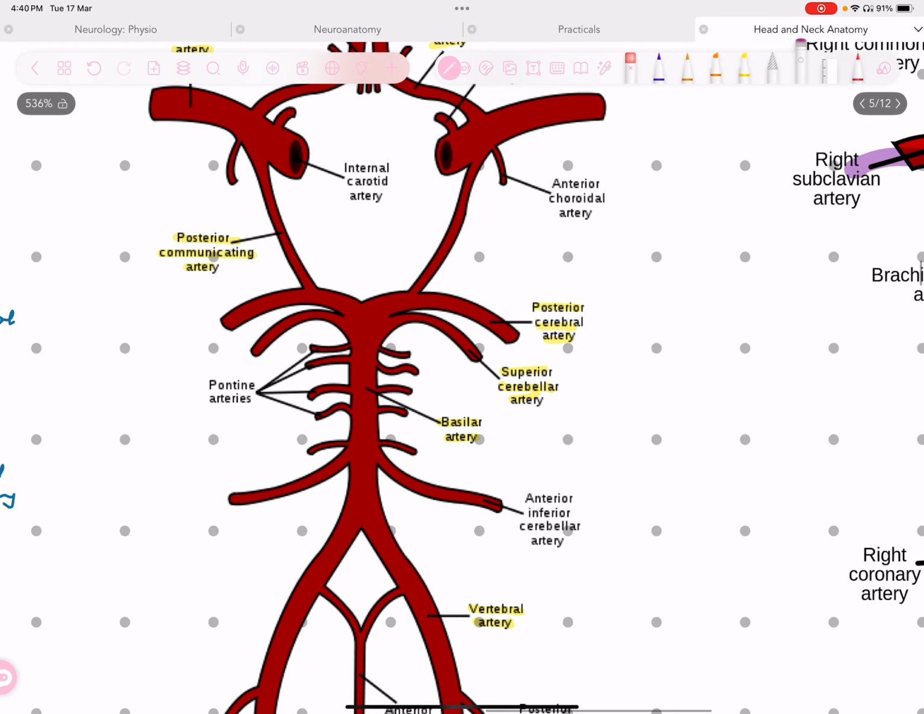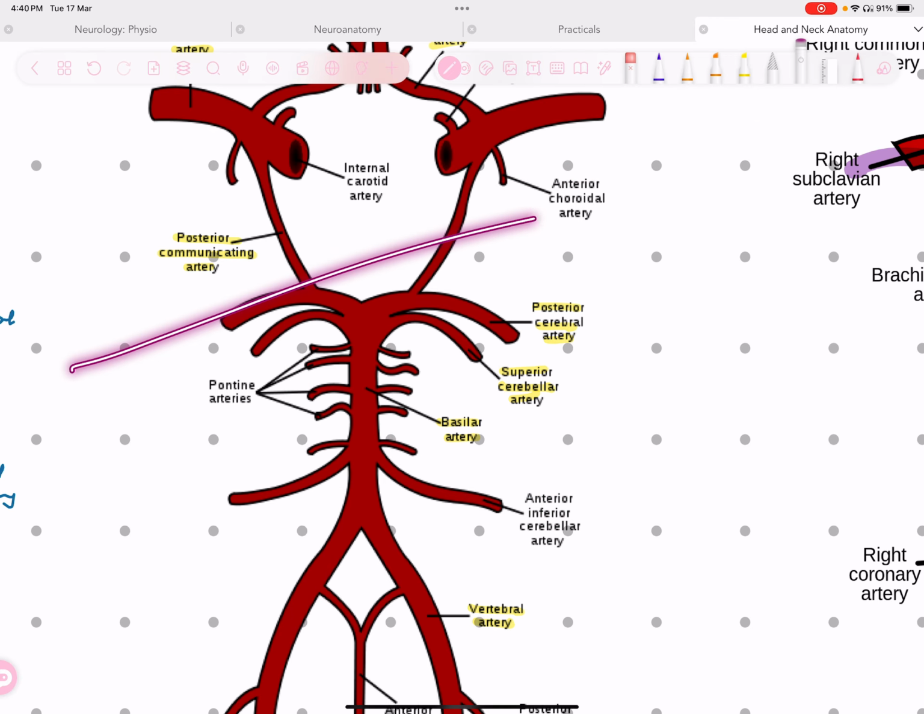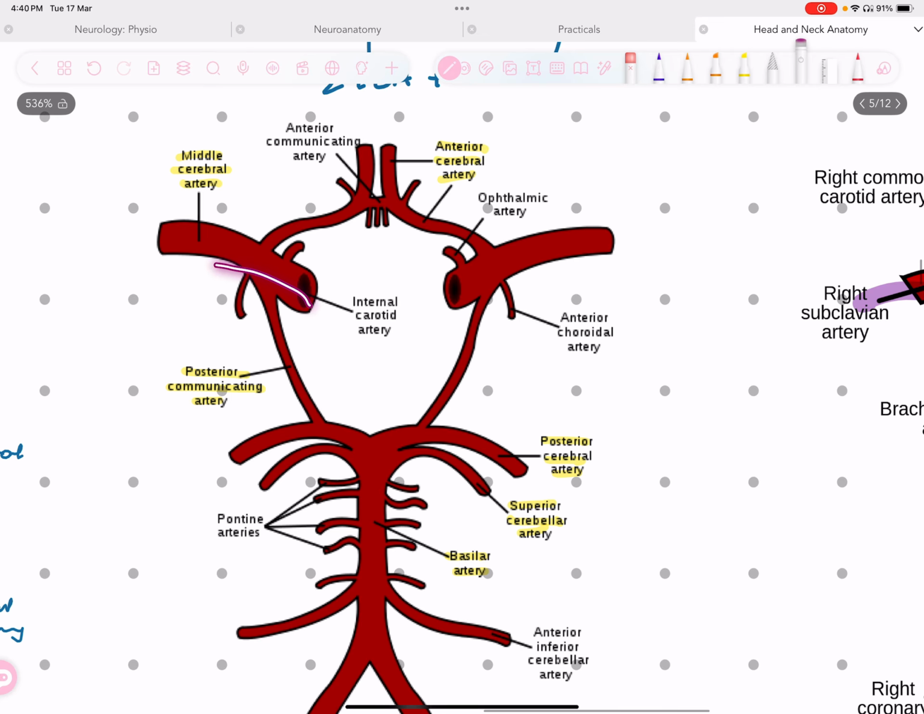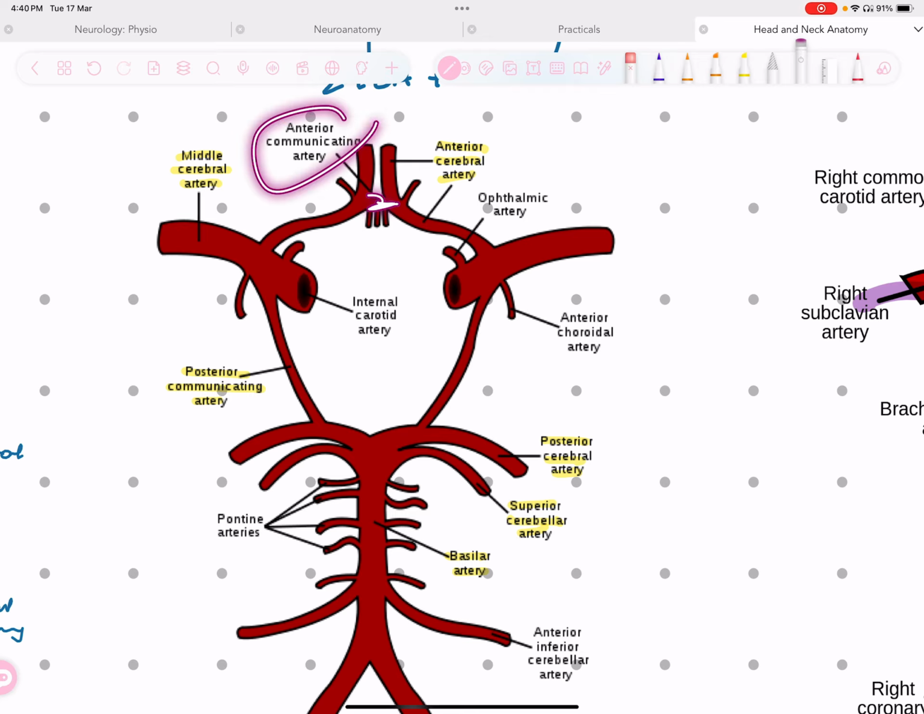And the posterior ones are these, posteriorly positioned, right? So anteriorly, the internal carotid artery gives a branch, the middle cerebral artery. It also gives a branch, the anterior cerebral artery. The anterior cerebral arteries are connected by the anterior communicating artery. And the internal carotid also gives a branch called the posterior communicating artery, right?